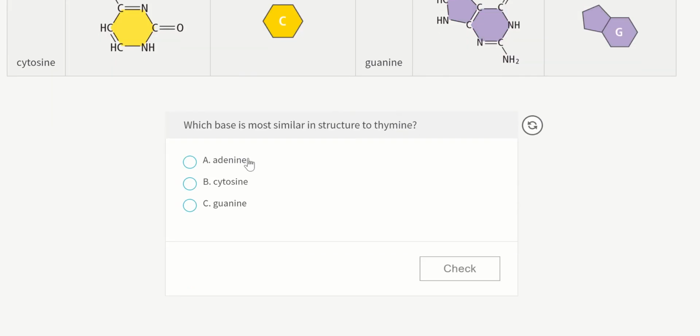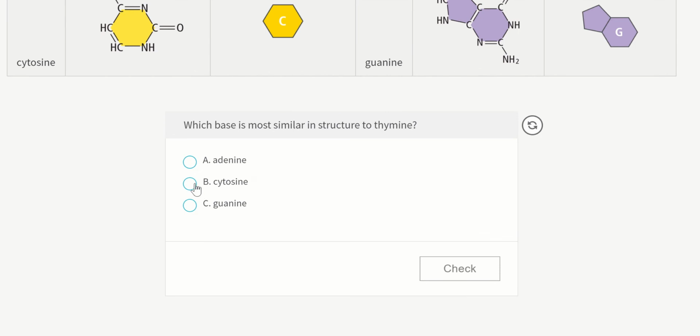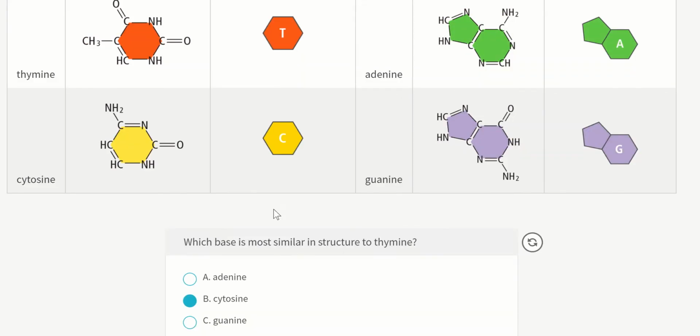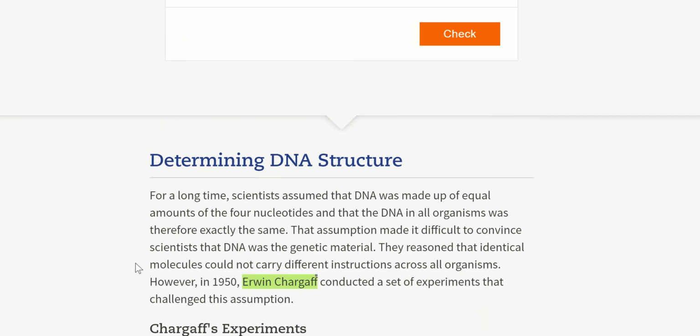As we scroll down, it says which base is most similar to the structure of thymine. If we look back up here, we see that thymine is a pyrimidine. Cytosine is also a pyrimidine, so that's going to be the one that's similar.